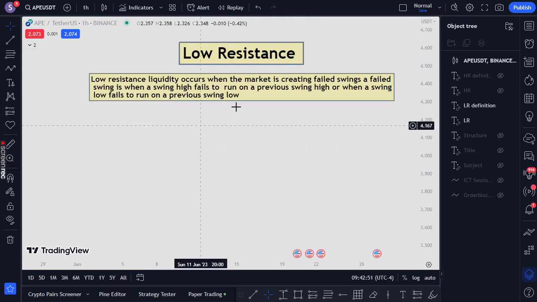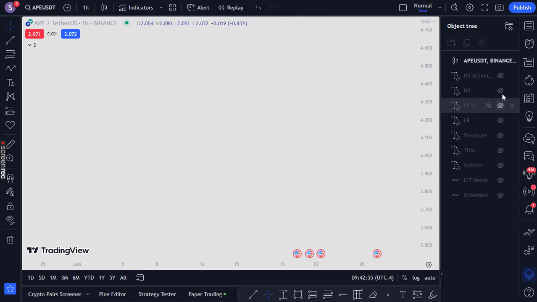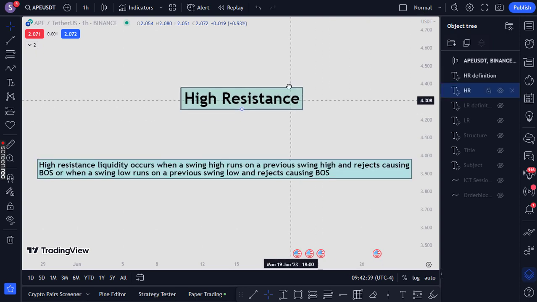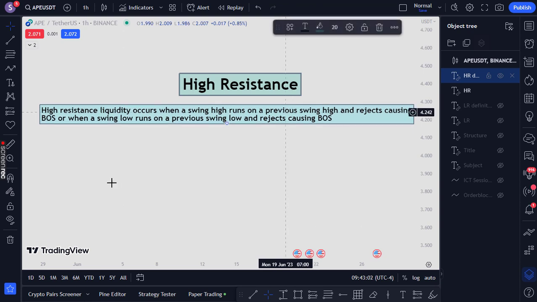Let's move on to high resistance liquidity. High resistance liquidity occurs when a swing high runs on a previous swing high and rejects, causing a break of structure, or when a swing low runs on a previous swing low and rejects. So it will run through that swing and then immediately reject on the other direction, causing a break of structure.